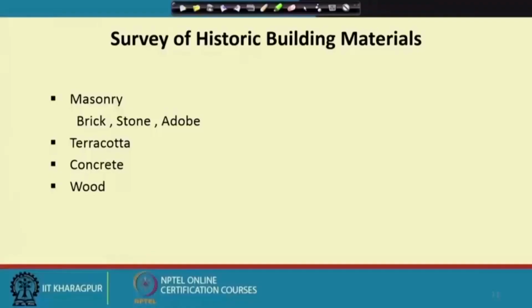To understand the decay, we have to talk about the survey of the historic building materials, which is a different aspect altogether. So, this is an introduction, and that is a different module. I will come to that in my next lecture, and we will talk about how to understand the decay, how to document the decay, because that will decide what we can do or what type of intervention can be done in a historical structure.